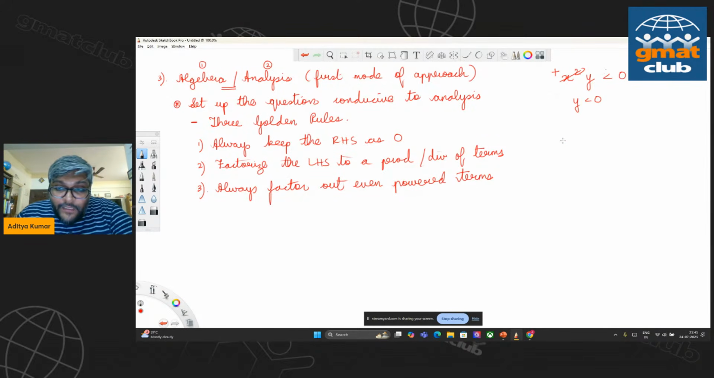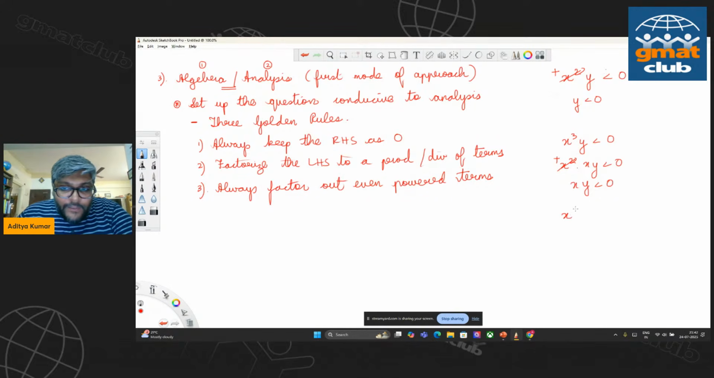Similarly, if I give you something like x cube y is less than 0, the best way to analyze such an equation is not to do it directly. Whenever you have the option of pulling out and factoring out an even powered term, take it out, because you can always eliminate them. You can ignore the even powered terms. So I would write this as x square times xy is less than 0. And I would just say x square is always going to be positive. So this equation boils down to me analyzing the product of xy being less than 0, and x and y have to be of opposite signs.